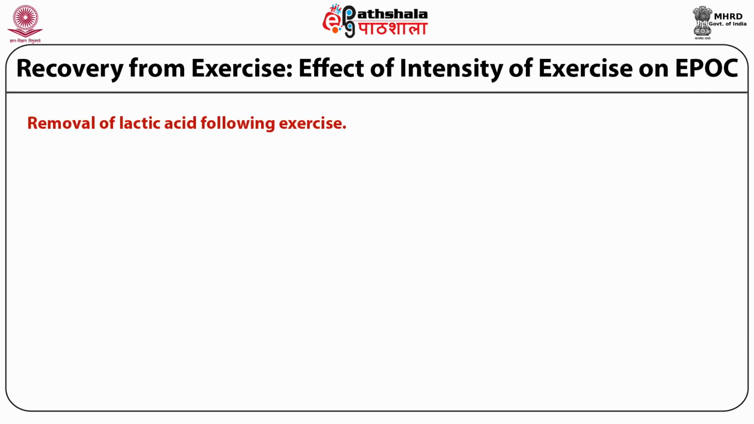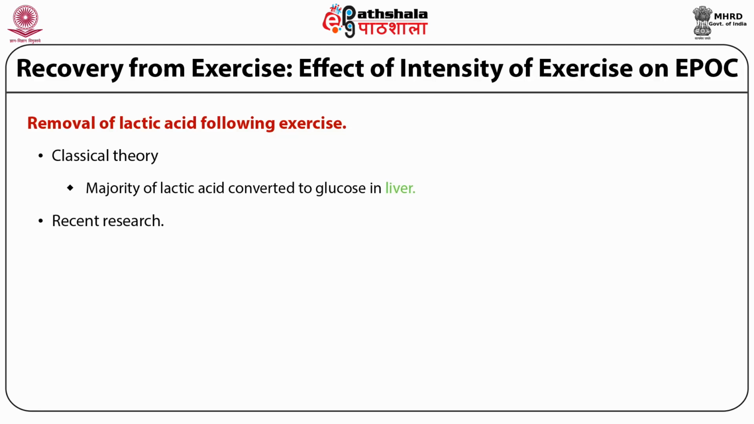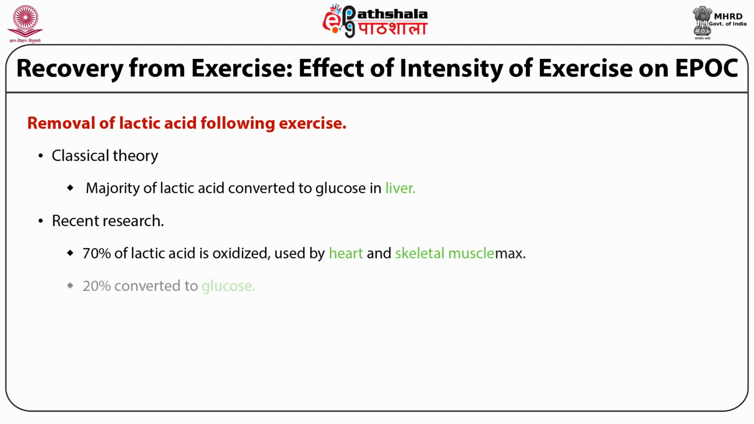The removal of the lactic acid following the exercise can be explained by the classical theory, which says that the majority of lactic acid is converted to glucose in the liver. Recent research has shown that 70% of the lactic acid is oxidized and used by the heart and the skeletal muscles. 20% is converted to glucose and 10% is converted to amino acids.